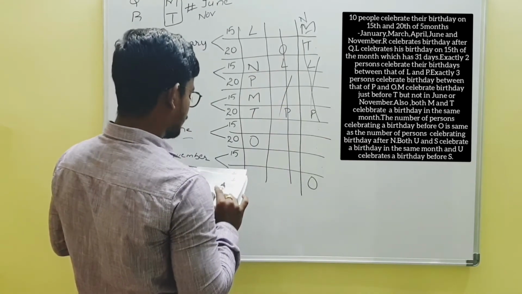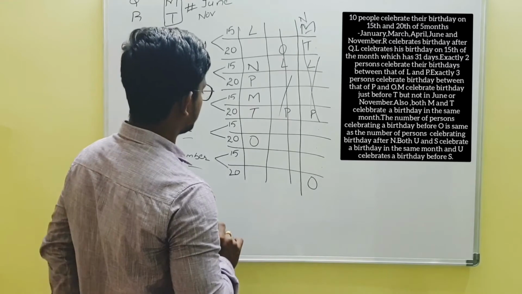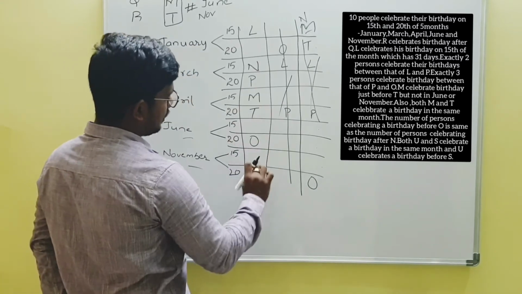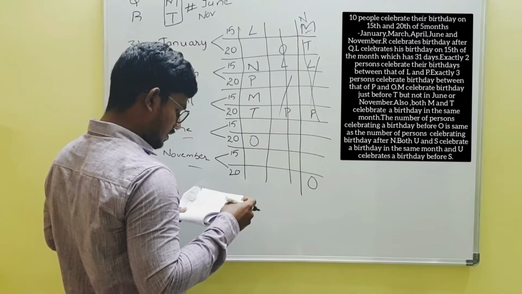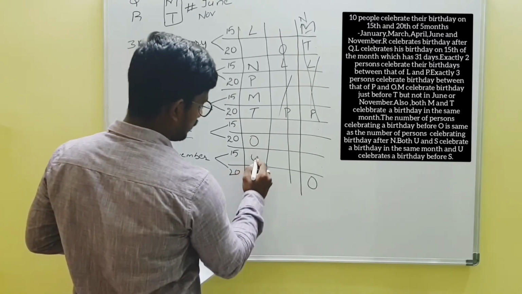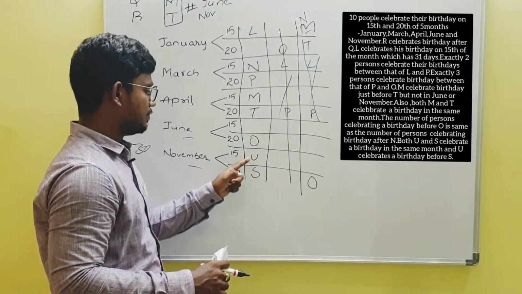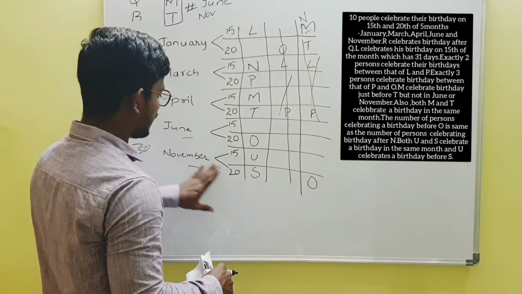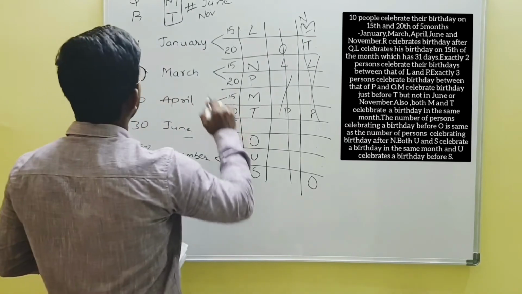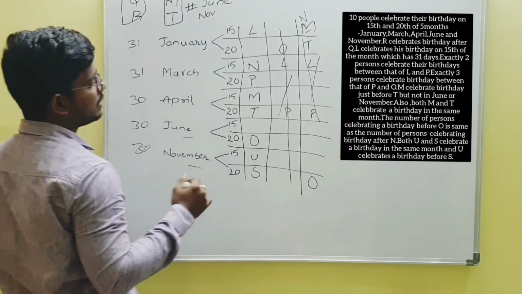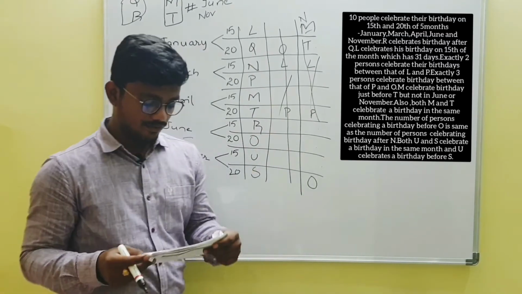Completed. Both U and S celebrate a birthday in the same month. So there is only one possibility to place U and S in the same month, that is November. It is given that U celebrates a birthday before S. So I have to place U here, S here, as U is celebrating before S and those two are celebrating in the same month. So this is the only possibility where I can place U and S. What I have left with is Q and R. Here it is given that Q is celebrating his birthday before R. So I will place Q here and R here. So our arrangement is formed.